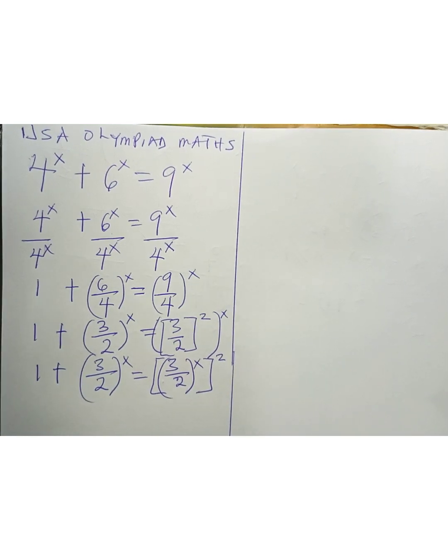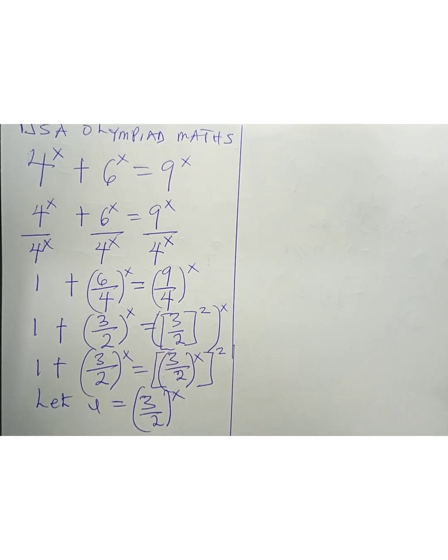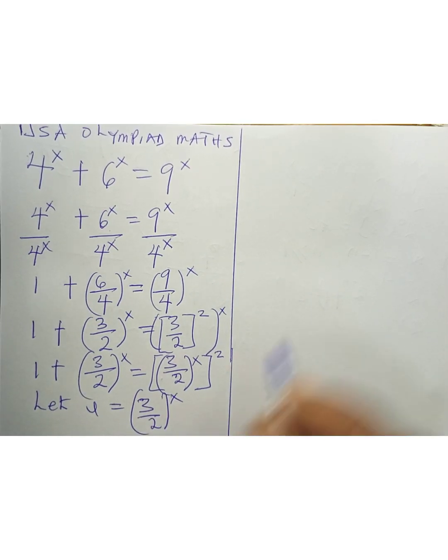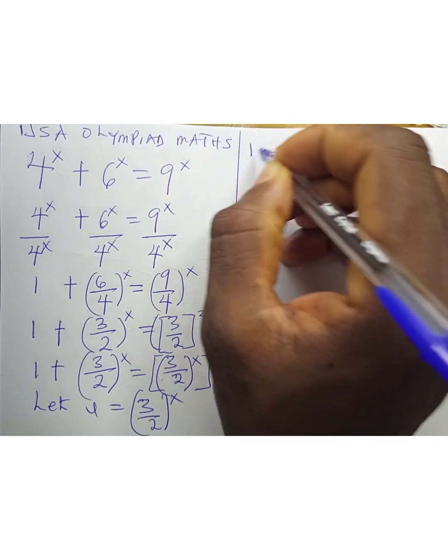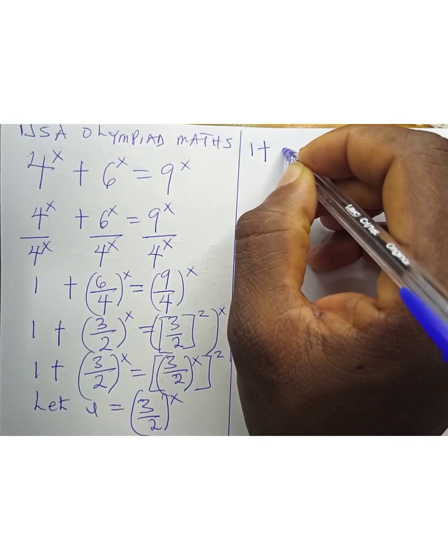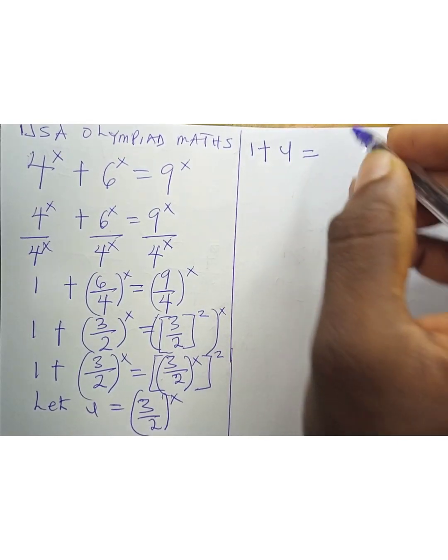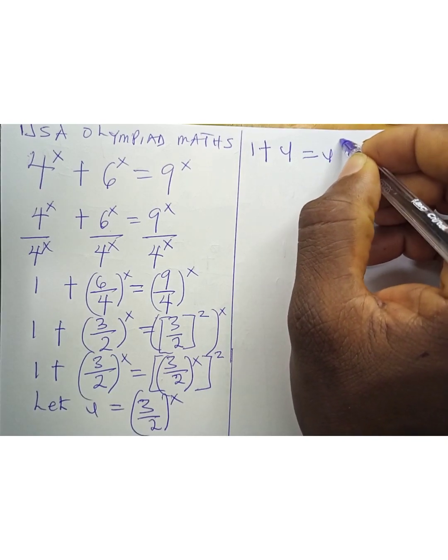If we have this, we can say let u equal 3 over 2 raised to power x. It means that if we substitute it, we are going to have 1 plus u equals u squared.